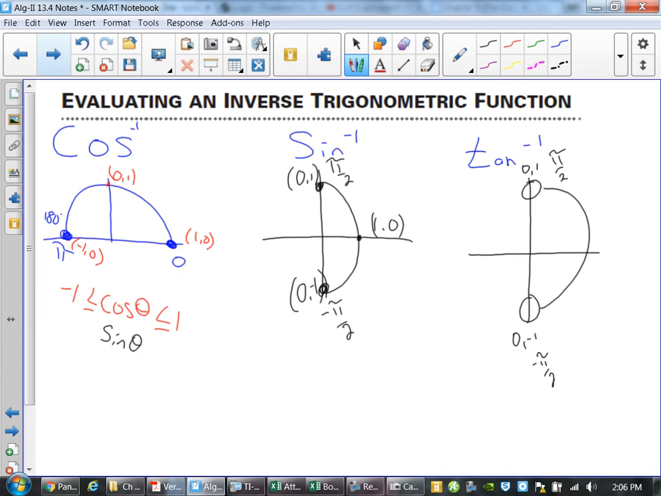Where is tangent equal to 0? 0. Where is tangent equal to 1?